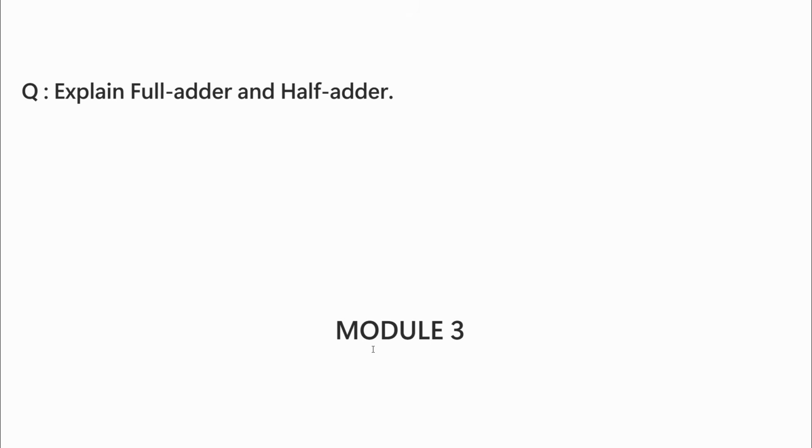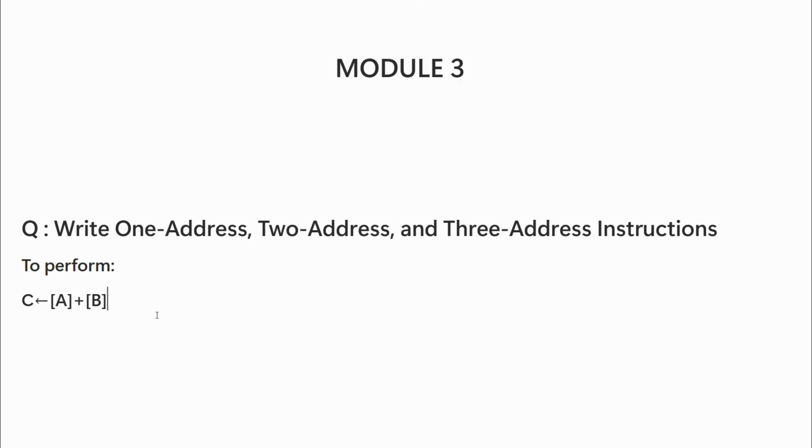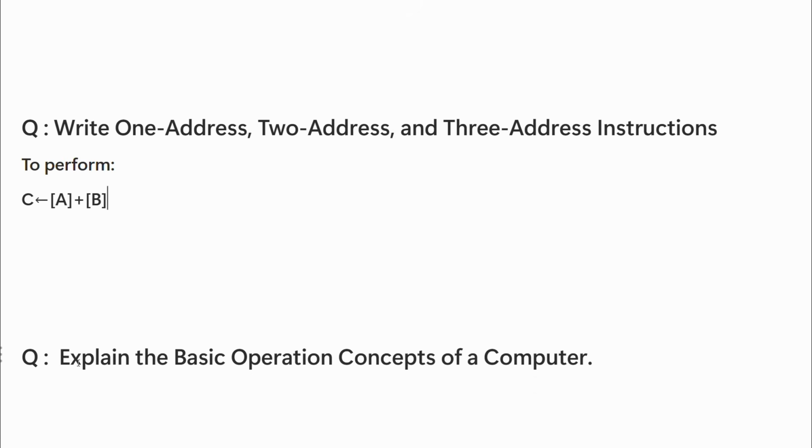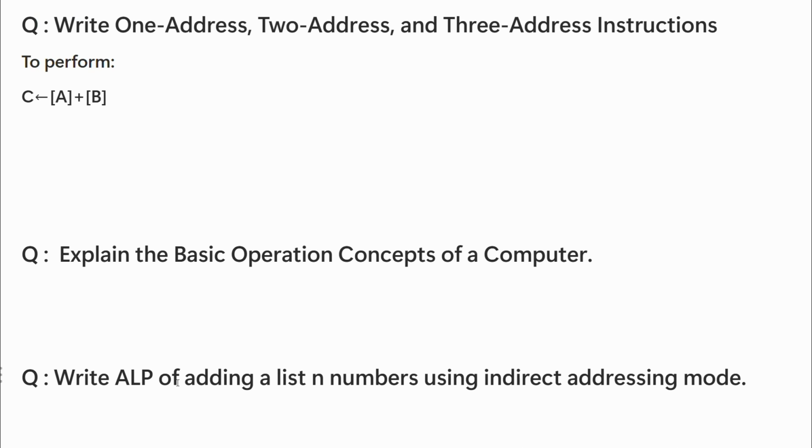Now moving towards the next module, which is module 3. From module 3 our first question is: write one-address, two-address and three-address instructions to perform the equation given here. By using one-address, two-address and three-address instructions you have to perform this. Now our next question is: explain the basic operation concepts of a computer. Then the next question is: write an ALP of adding a list of n numbers using indirect addressing mode.